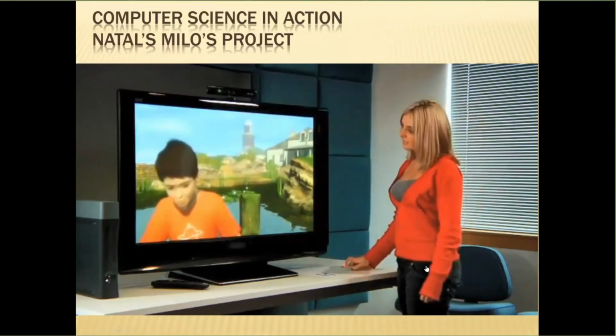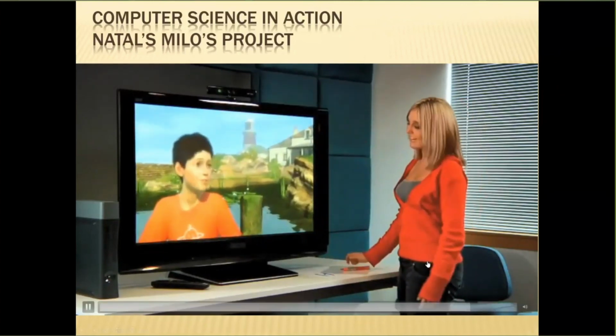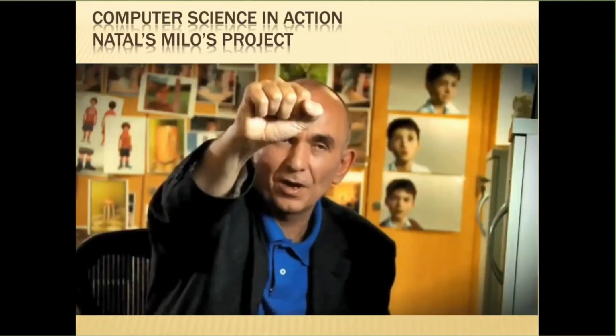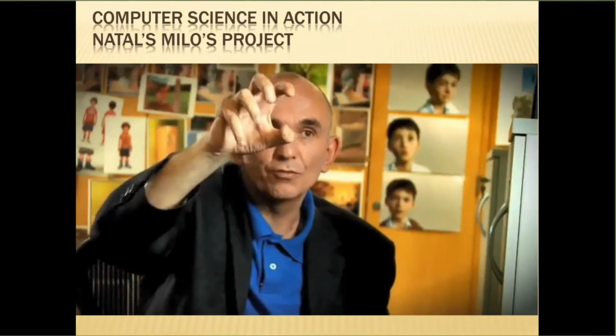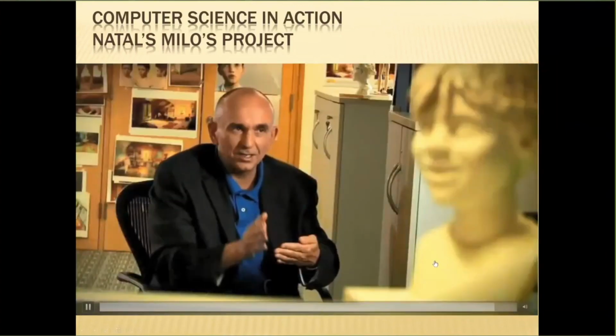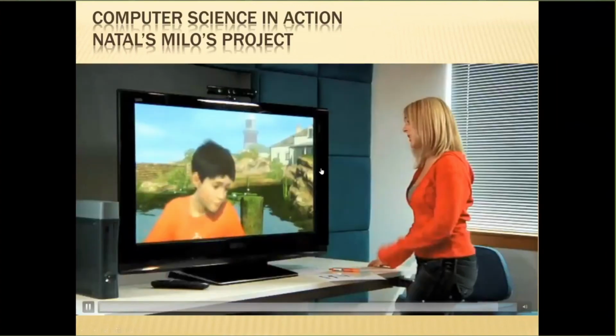Look at what just happened. Orange. Claire drew a picture on a piece of paper. The piece of paper was held up to Milo. Natal recognized the piece of paper, scanned it in. Milo looked at that piece of paper, recognized the shape, recognized the color, and was able to get on with it.